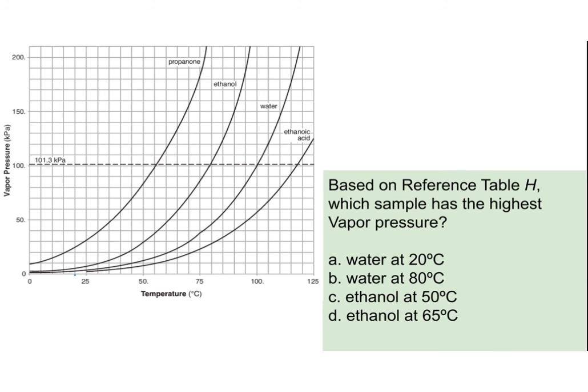Based on reference table H, which sample has the highest vapor pressure? Water at 20 degrees, water at 80 degrees, ethanol at 50, and ethanol at 65. Let's see how much vapor pressure those substances produce at their corresponding temperatures. Okay, so water at 20 gives us very little vapor pressure, not even worth speaking about. 80 degrees gives us a little more. Ethanol at 50 versus ethanol at 65. Ethanol at 65 degrees Celsius clearly wins the race. It has the highest amount of vapor pressure.